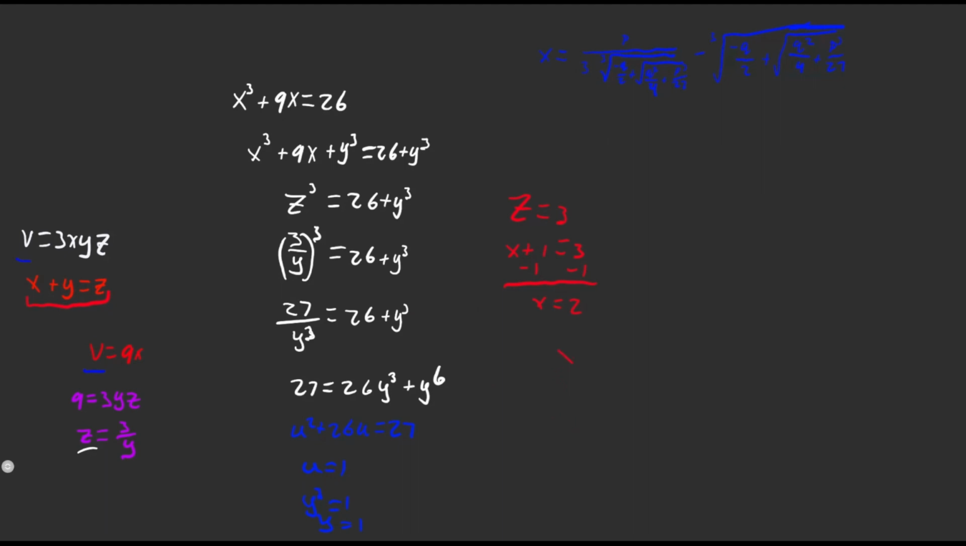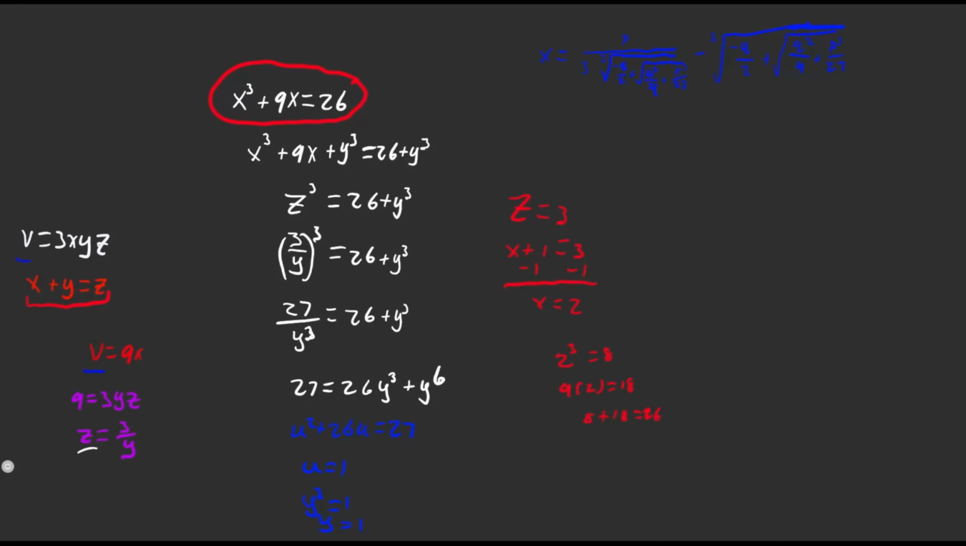So we have 2 cubed is equal to 8, and 9 times 2 is equal to 18. So 8 plus 18 is equal to 26, which is indeed satisfying our original cubic. So that is how we had to complete the cube to get our solution for x.